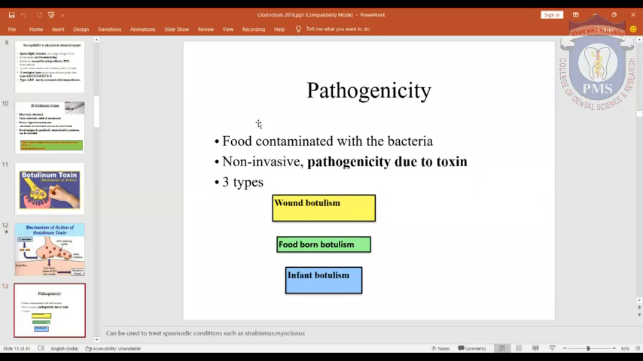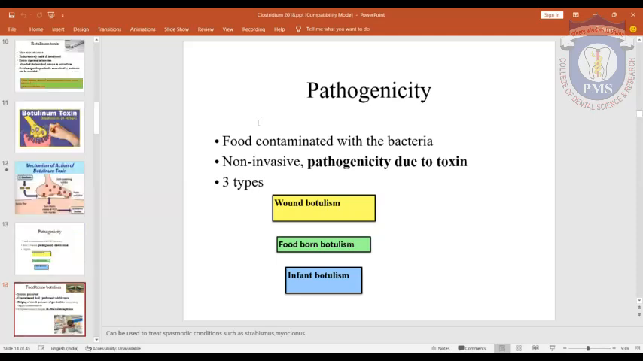Pathogenicity. Various causes of botulinum toxin poisoning. That is, mainly this is caused by ingestion of the food contaminated with bacteria. This is non-invasive and pathogenicity is due to toxin. Three types of botulism identified are wound botulism, food botulism, infant botulism, etc.